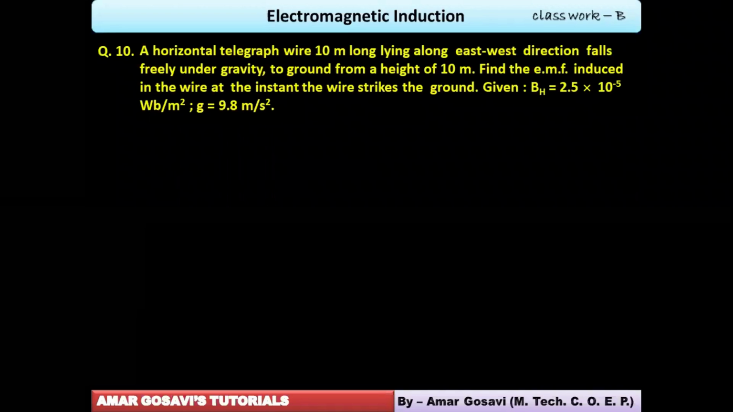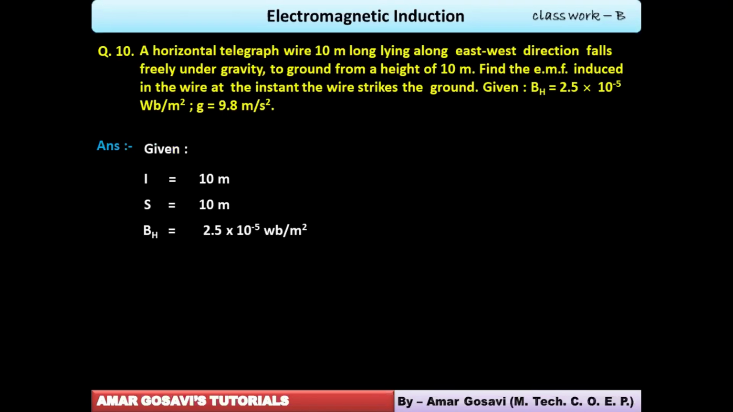Again, you come across the similar type of questions. You can see here is a telegraph wire 10-meter long. Here the length is directly given and it falls to the ground from a height of 10 meter. Find the EMF induced in the wire when it strikes the ground. BH and G, they are given to you. So length given to you, the displacement is given to you as 10 meter. It falls from a height of 10 meter. BH and G given to you. You're supposed to find out EMF.